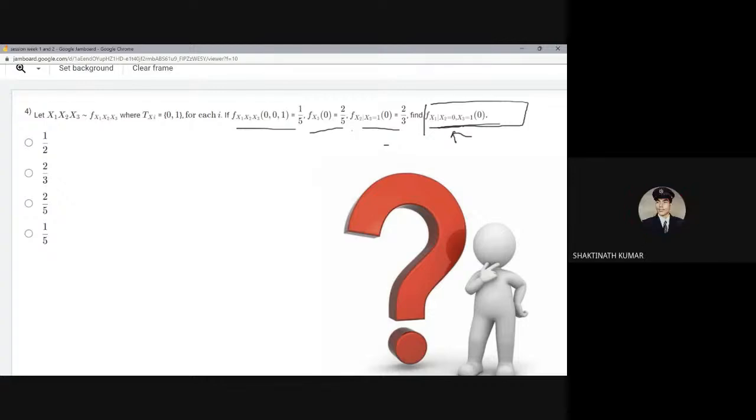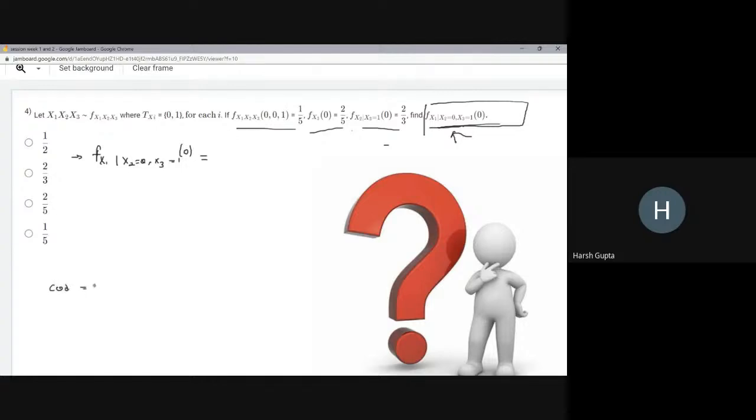Sir, we can use joint by marginal. Yes, factorization. So, joint by marginal. When this kind of question comes, just check what is asked to us. What is asked? X1 given X2 is equal to 0 and X3 is equal to 1. Now tell me what it will be equal to.